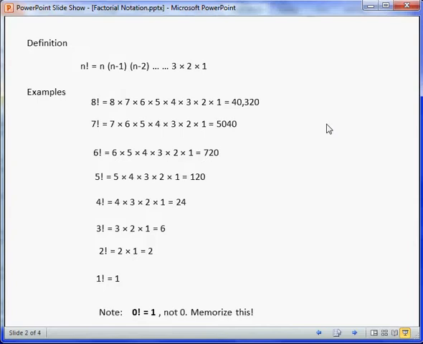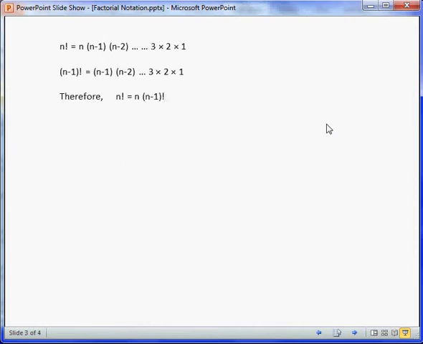Okay. The cool thing about this notation is sometimes we can simplify it really easily. n factorial is just n times n minus 1 factorial. That's like saying 8 factorial is 8 times 7 factorial, or 5 factorial is 5 times 4 factorial. This gets really useful when we're cancelling out.